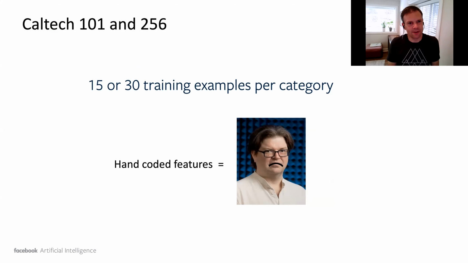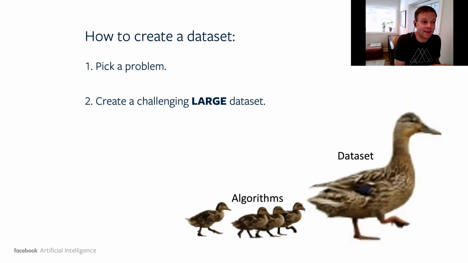And as I mentioned before, this becomes an even bigger issue when you have a data set like Caltech 101 or 256, which had a small number of training examples, and the hand-coded features weren't making people happy. So not only did we need to create a challenging data set, but it had to be a really large data set, because this is the age of deep learning. So everything had to be done bigger.